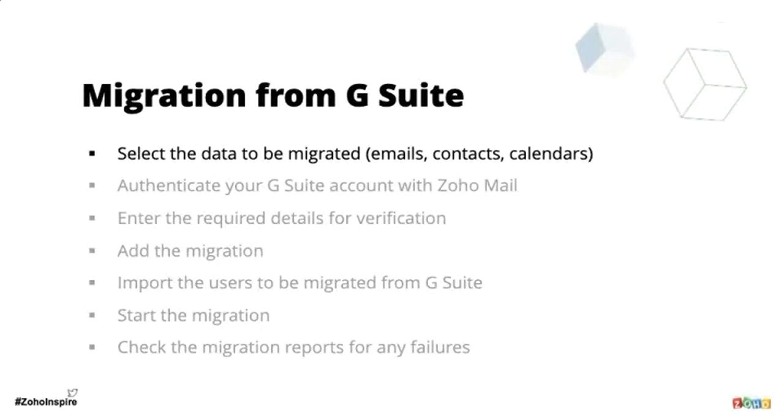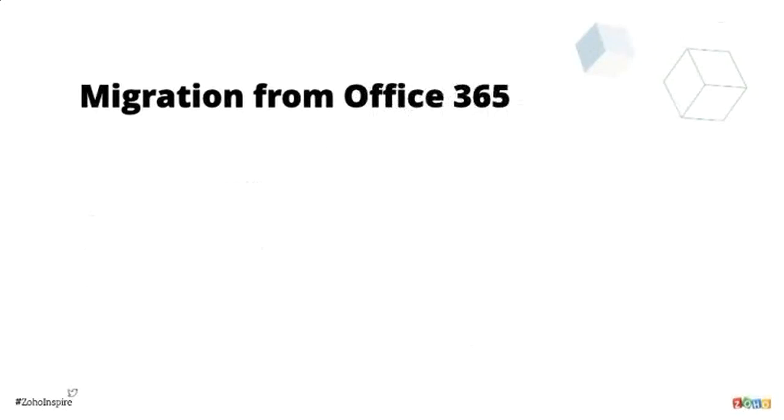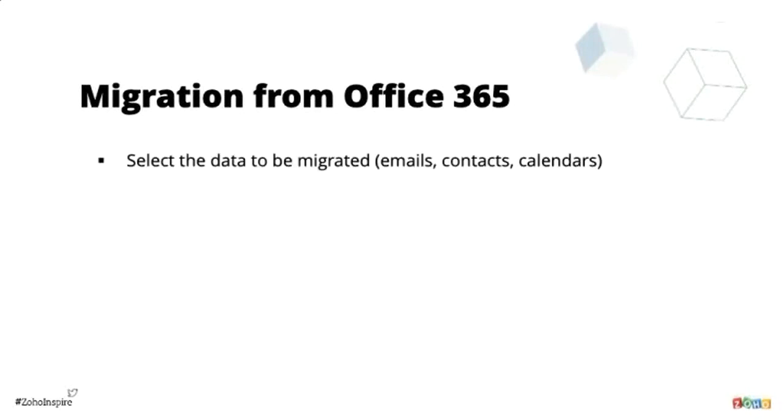So, all right, guys, I'll proceed with the training now. What we saw right now was the migration from G Suite option. Migration from Office 365 is very similar to that. You'll have to select the data to be migrated: emails, contacts, and calendars. All these three options are available. You can choose the ones that you want to migrate.